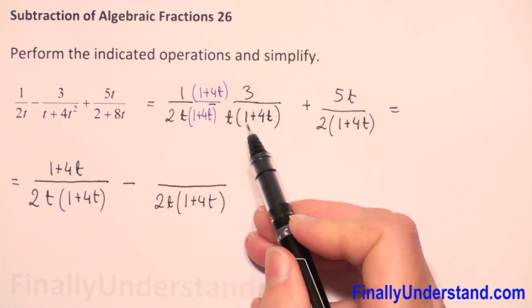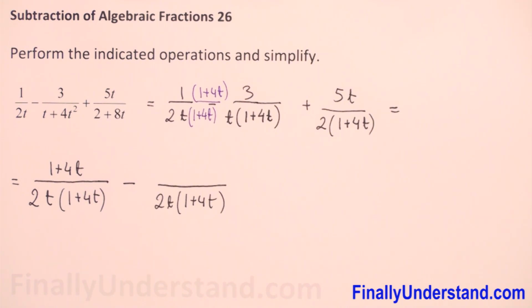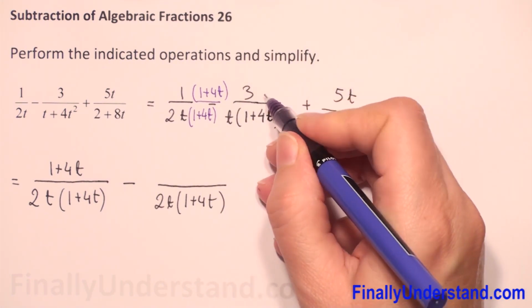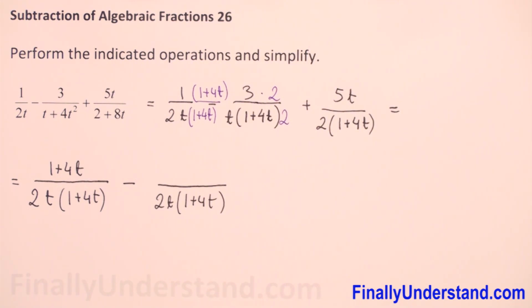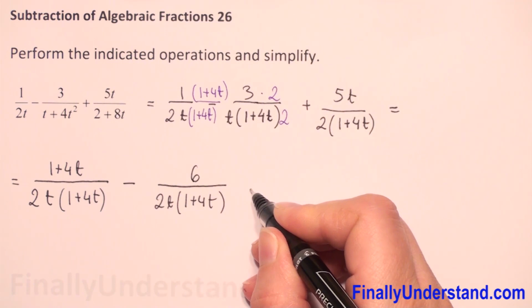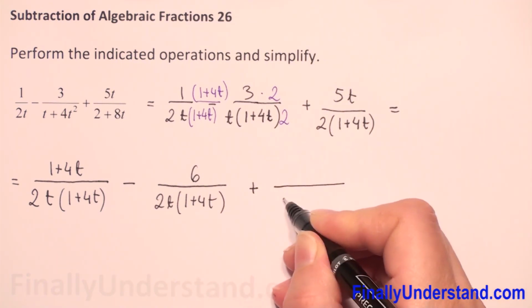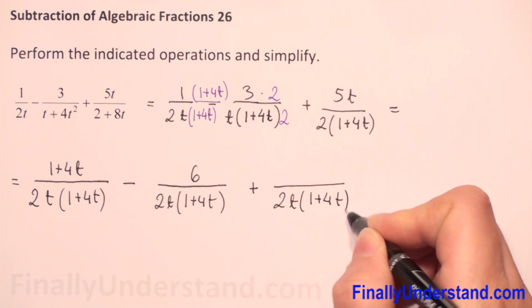Next we have the negative sign, and we have to have the same denominator. We have t and this parenthesis, we don't have 2, so it means we have to multiply this denominator by 2. When I multiply the denominator, I have to multiply the numerator by the same number, so it will be 3 times 2 is 6, and next we have plus. We have 2t times 1 plus 4t in the denominator.